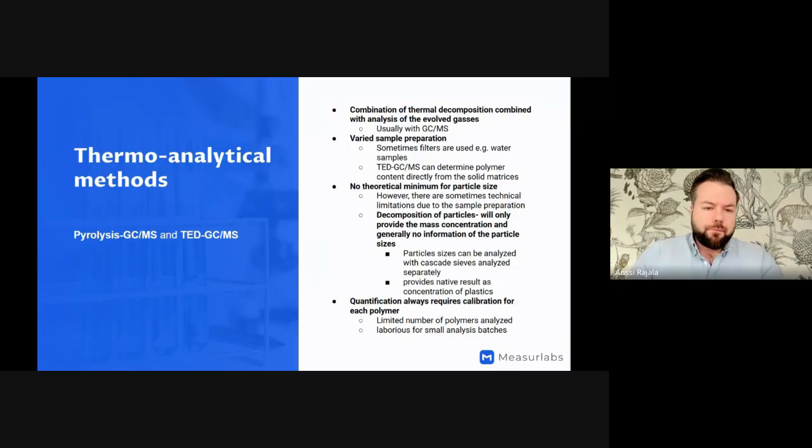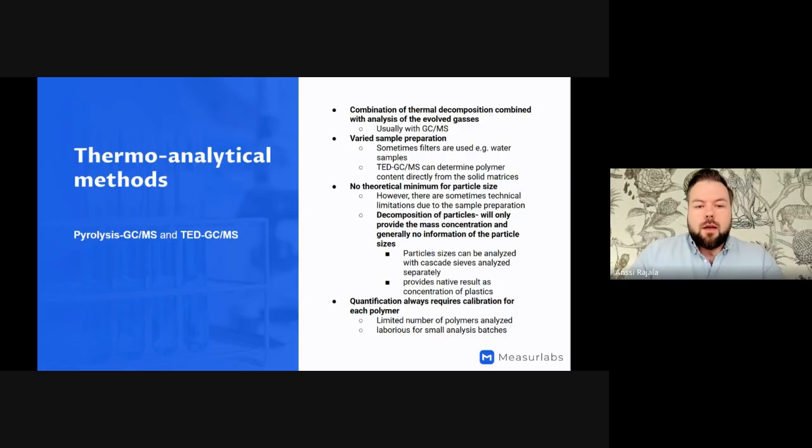And there is no theoretical minimum for the particle size in the case of thermoanalytical methods. However, due to the limitations of sample preparation, there are practical limits, quite often. And the decomposition of particles means that these methods can only provide the mass concentrations of the polymers, but will not provide particle data by default.